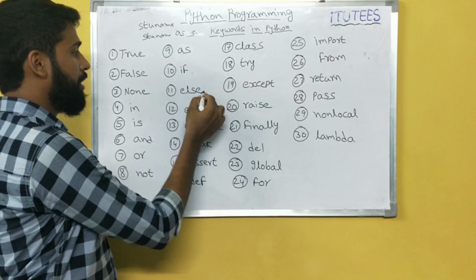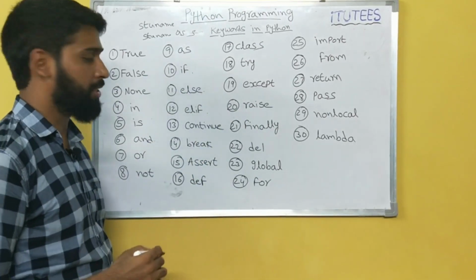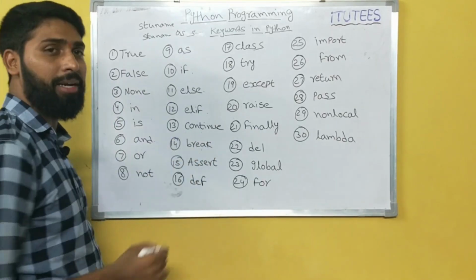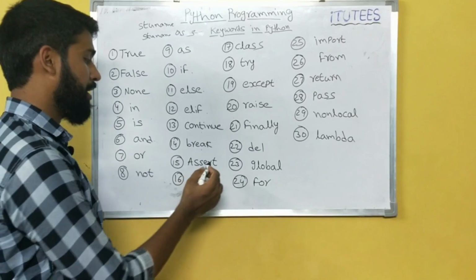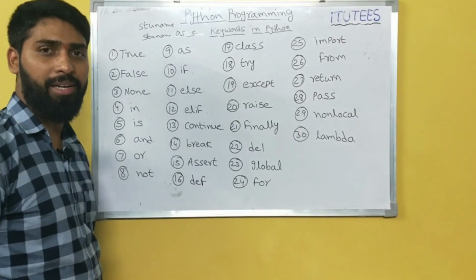Next, if, elif, else. These three are used in branching. Next, continue, break. These two are the unconditional statements. Next, assert. assert is used to check a condition.